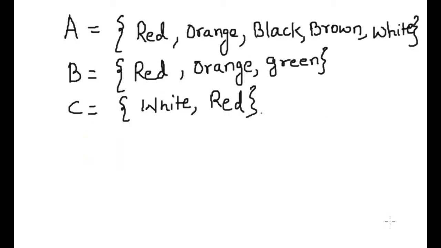We have three sets here. Set A of 5 colors: red, orange, black, brown, white. Set B of 3 colors: red, orange, green. Set C of 2 colors: white and red.